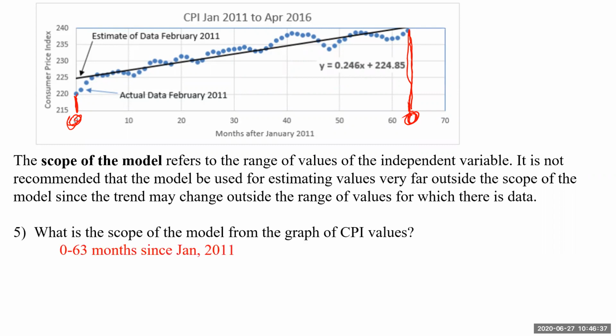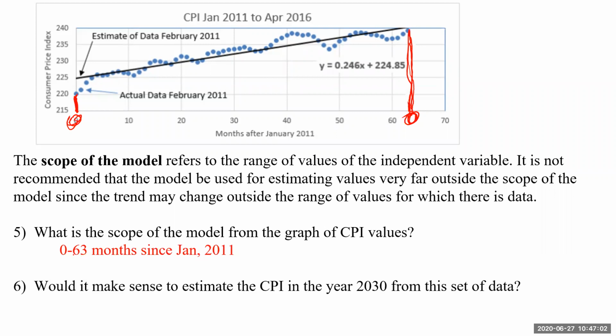So here, the scope of this model is 0 to 63. Is that okay? Where the first dot starts, you trace that to the x-axis, and where the last dot ends, you trace that to the x-axis. And the range of values, here we have 0 to 63, and that gives us the scope of the model.